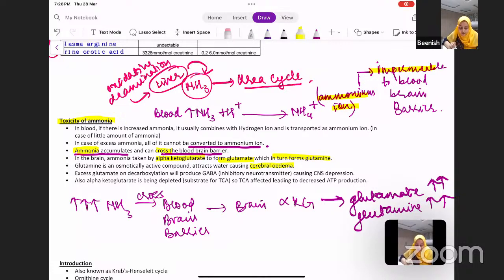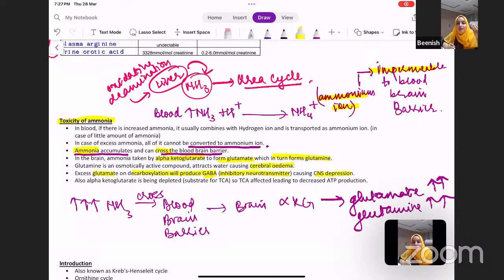Okay. And another thing, excess glutamate on decarboxylation will produce GABA. We've already seen that amino acids on decarboxylation, as I told you in our initial introductory chapter, produce biologically important amines. So it produces on decarboxylation a biologically important amine, that is GABA. What is GABA? It is an inhibitory neurotransmitter. So it causes what? CNS depression.